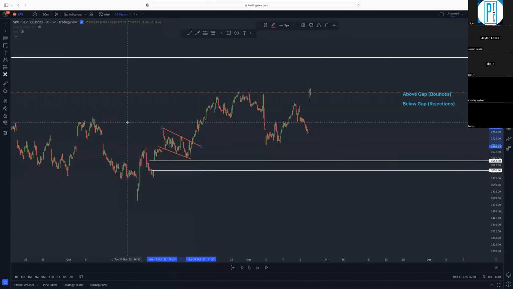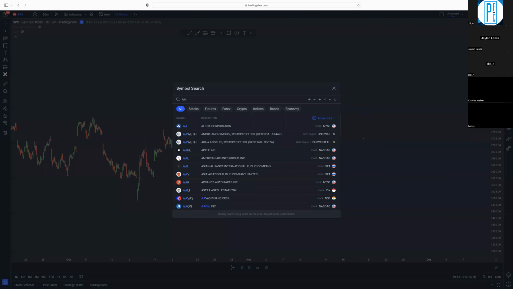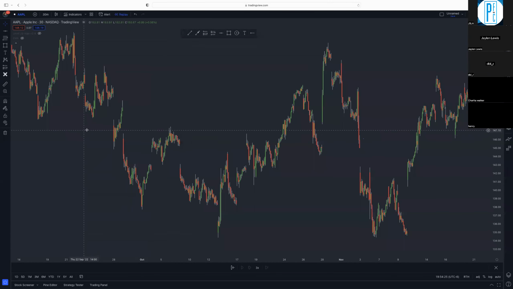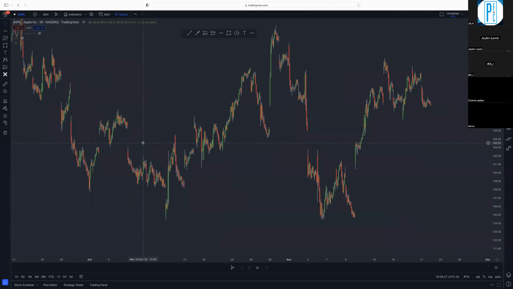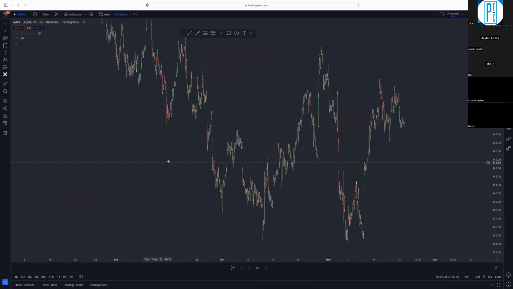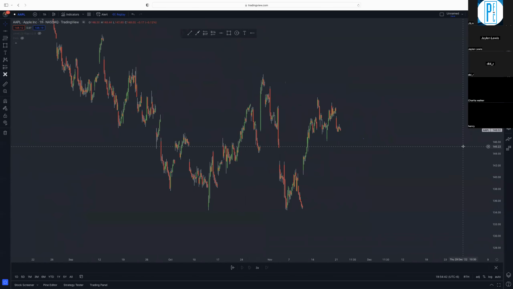So let's get off of SPX and go look at an actual stock that you guys can trade. So let's go look at Apple. Like I said, you still want to have regular support and resistance levels, but this is a cooler strategy that you can use. Like I said, I really only do it with SPX, but let's see if Apple can give us something. Probably not. Apple's been in this range.